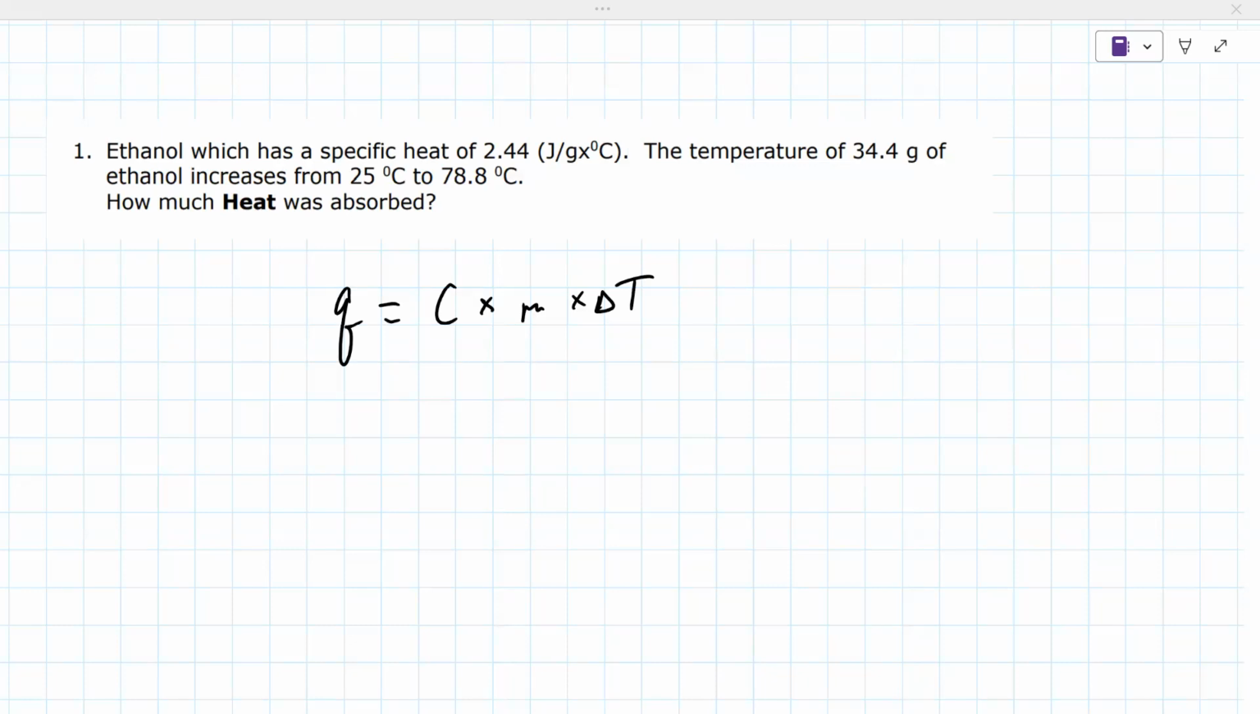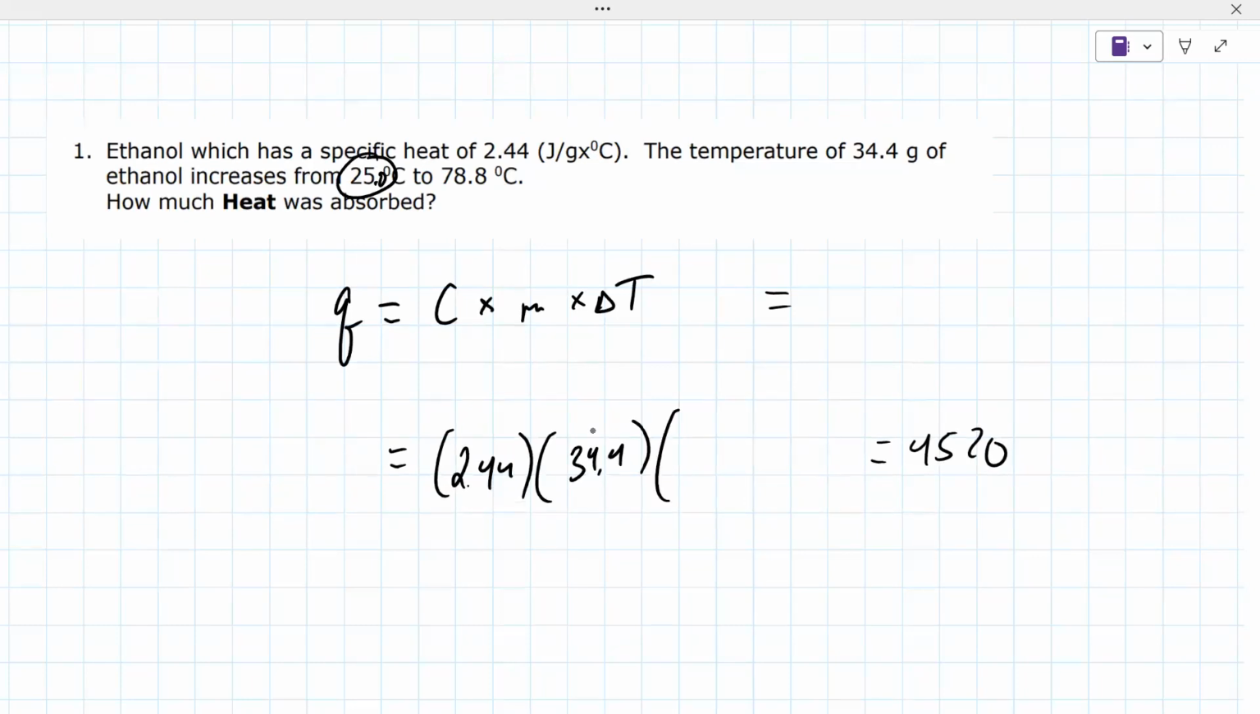I got Q is equal to 4,515. Three significant figures, 4,510. So it should round up. Oh, four, sorry, 4,520. Now you could make the argument that it's two significant figures. You said your teacher's pretty specific about this stuff, so that's something for you to think about. And that's 78.8 minus 25, but very good. Do you want another one?